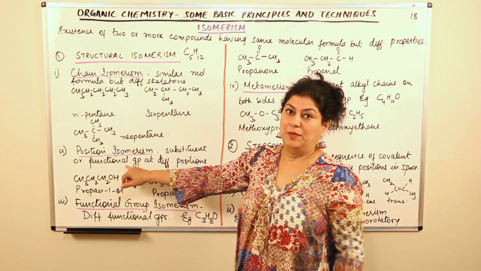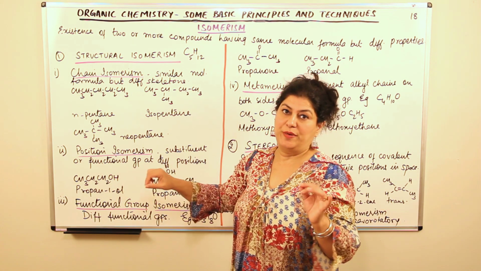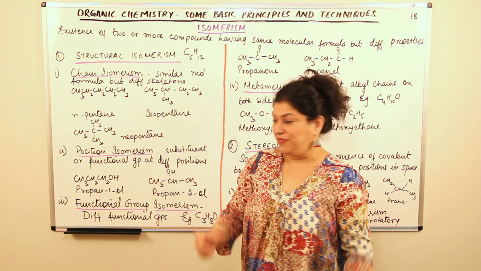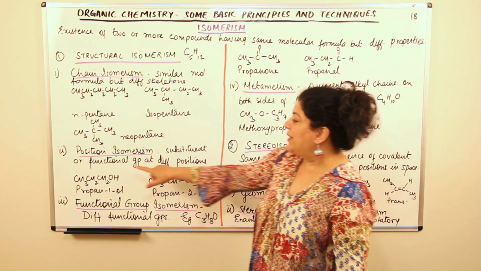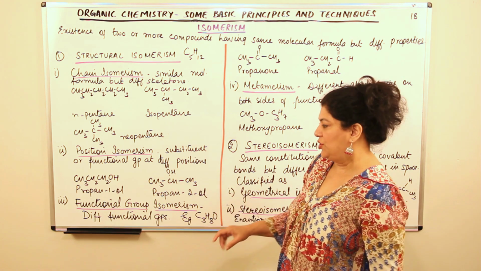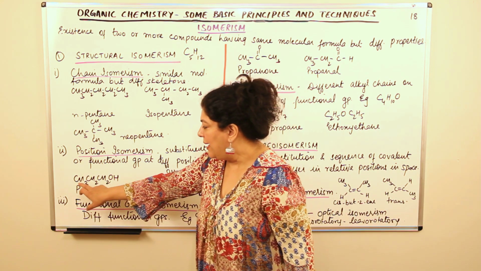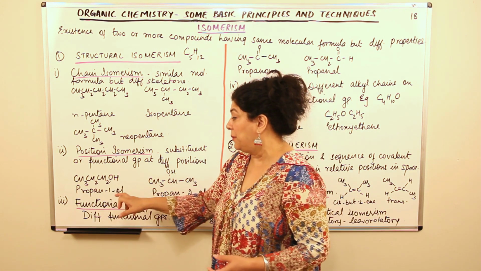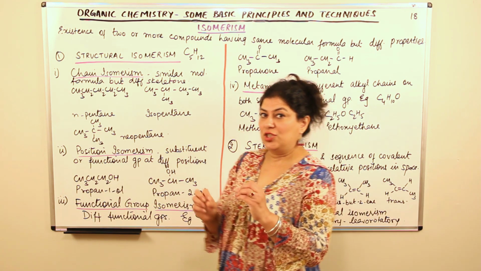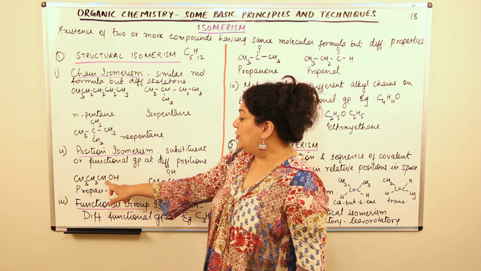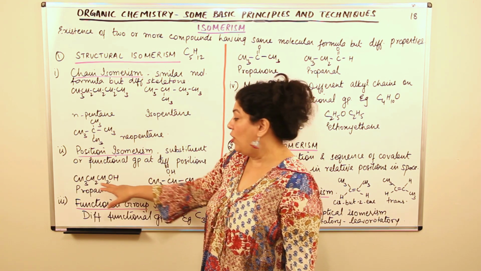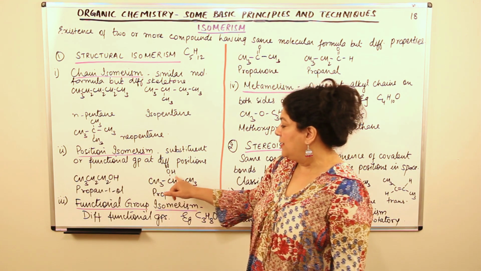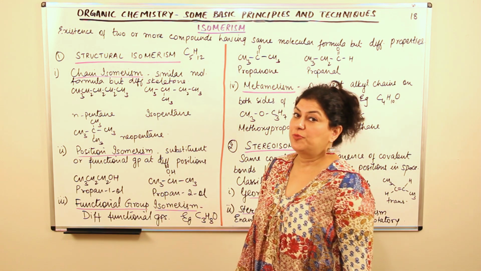Such isomerism is known as position isomerism, where the position of the functional group or the substituent makes the compound different. For example, this is propanol, and in this the first carbon has the functional group, so you give it the lowest number. So this is propan-1-ol. It has the alcoholic group on the first carbon. But here the OH is attached to the second carbon. So this is propan-2-ol.